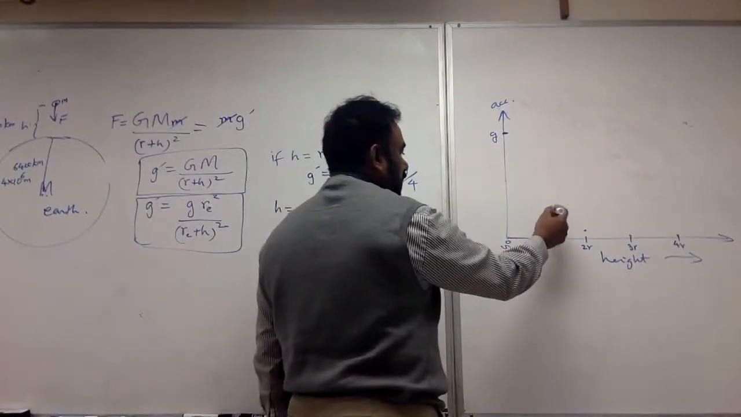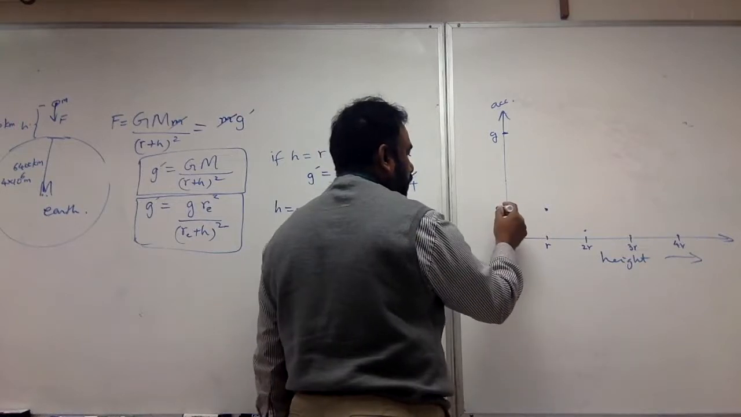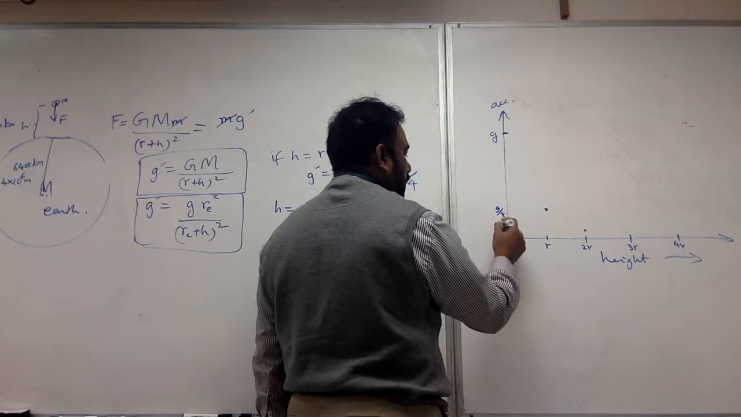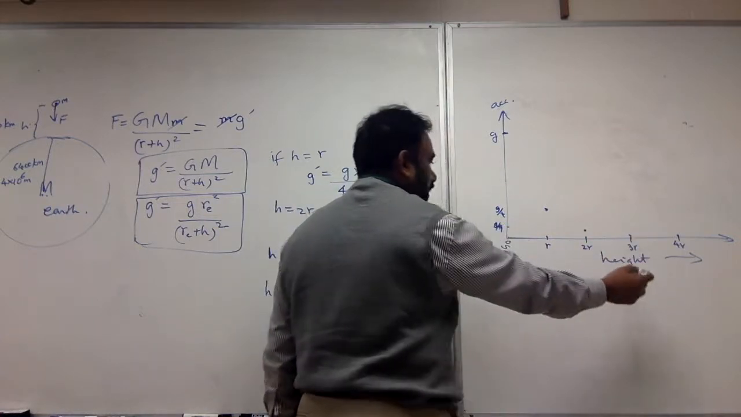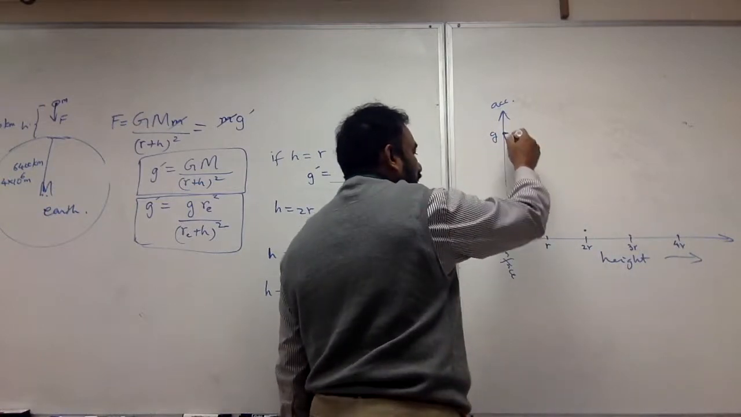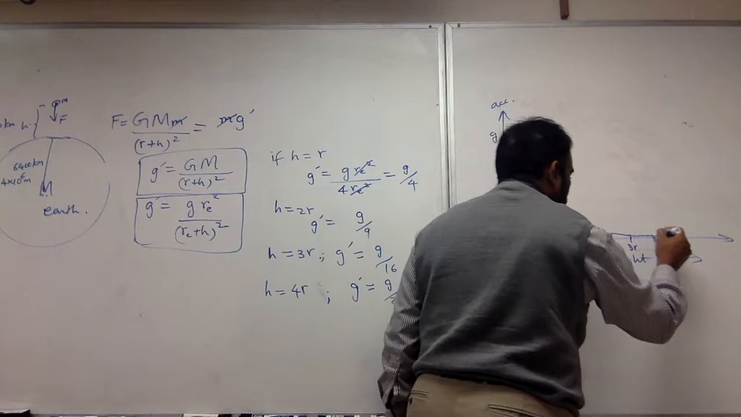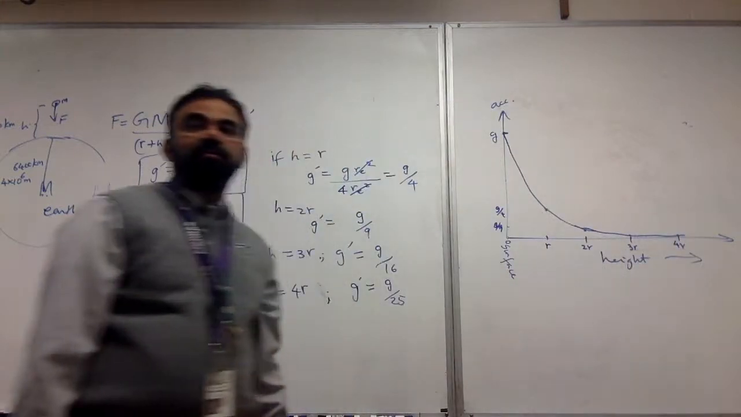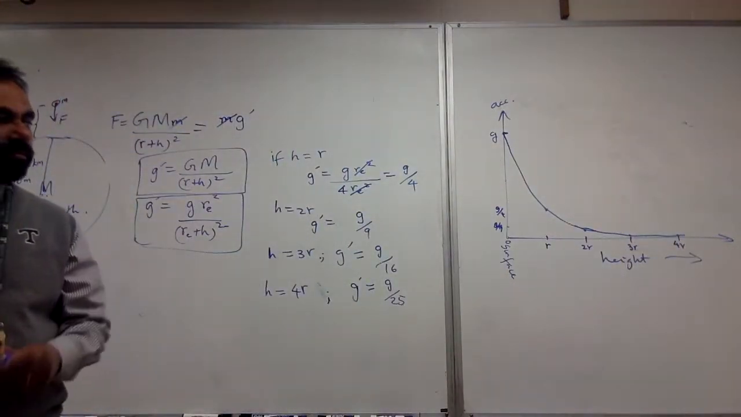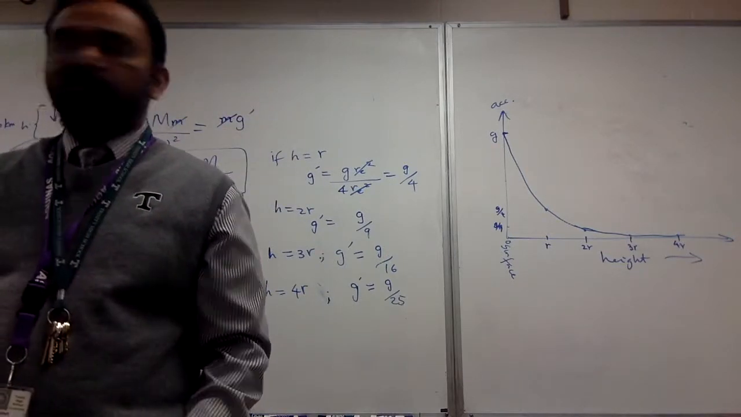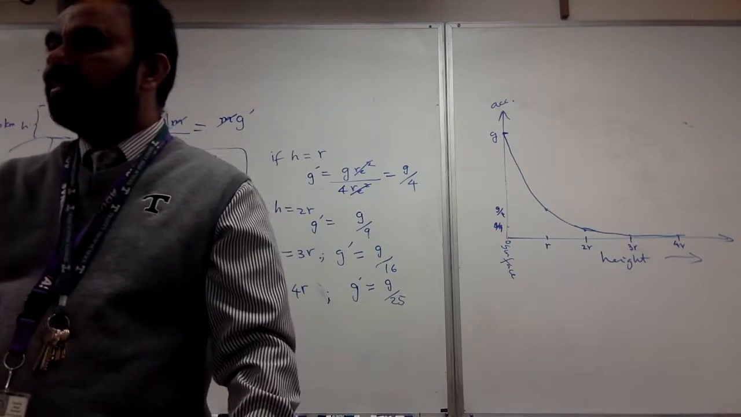So at a height of r, it is g over 4. At a height of 2r, it is g over 9, and then g over 16, and then g over 25. So you can see the acceleration due to gravity comes down exponentially. By the time you go to 4r heights, it's almost tiny.